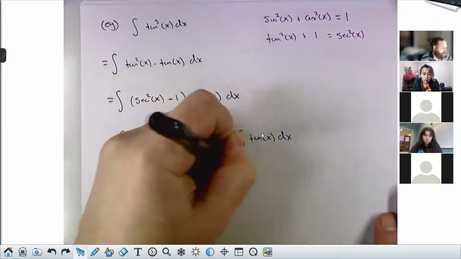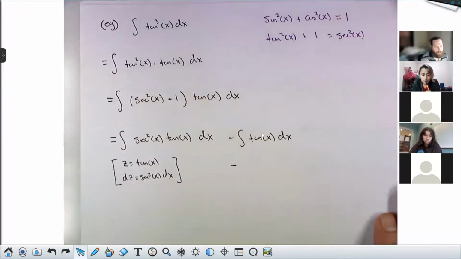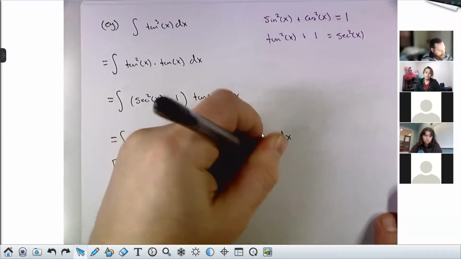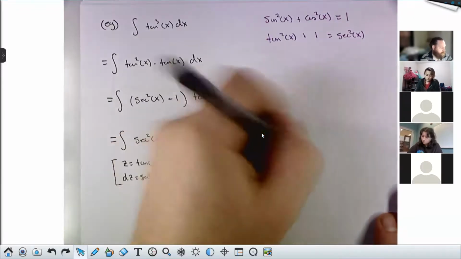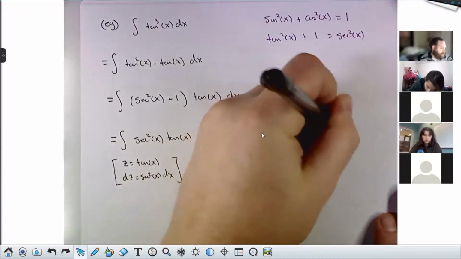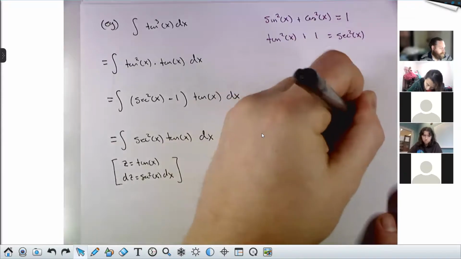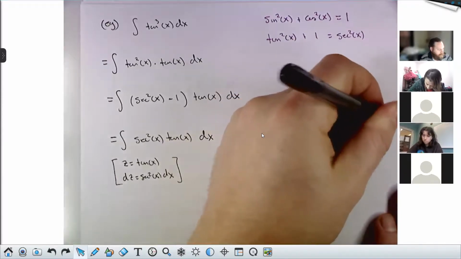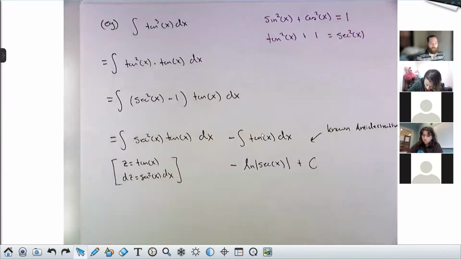And this guy is just, this negative is the negative above. This guy is just the natural log of secant x. He's one of our basic integrals. Known antiderivative. You don't have to show work for the integral of tangent. That was one of our preliminaries.